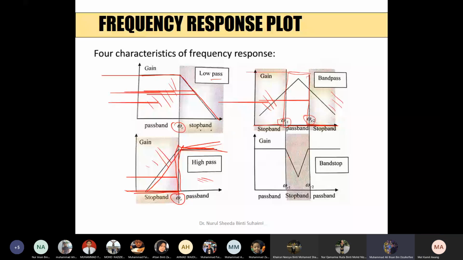So band stop, basically you pass the one that is below the first cutoff, the lower cutoff frequency, and you stop the one in between these 2 cutoff frequencies, and also you pass the one that is above the second cutoff frequency. So the ideal band stop filter response is like this.